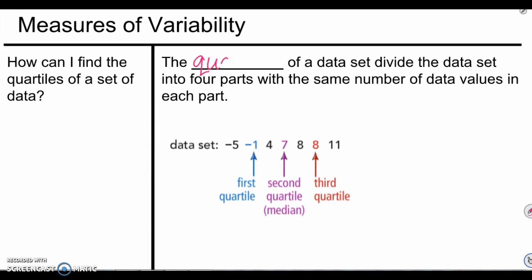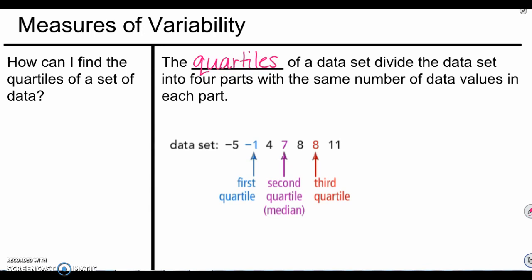The quartiles of a set of data divide the data set into 4 parts with the same number of data values in each part. Each quartile is 25% of our data. So here we have our data set of -5, -1, 4, 7, 8, 8, 11.